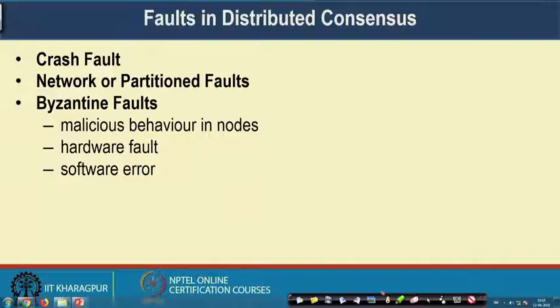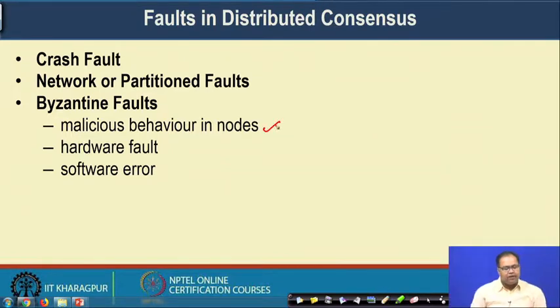Then you can have the network or partition fault, where because of a network fault the entire network gets partitioned and a message from one partition is not able to propagate to another partition. The third type of fault, which is difficult to handle in a distributed environment, is a Byzantine fault. You have malicious behaviors among the nodes, which may come due to hardware or software faults. In a Byzantine fault, for certain views the node behaves in one way, whereas for certain other views the node behaves in a different way.